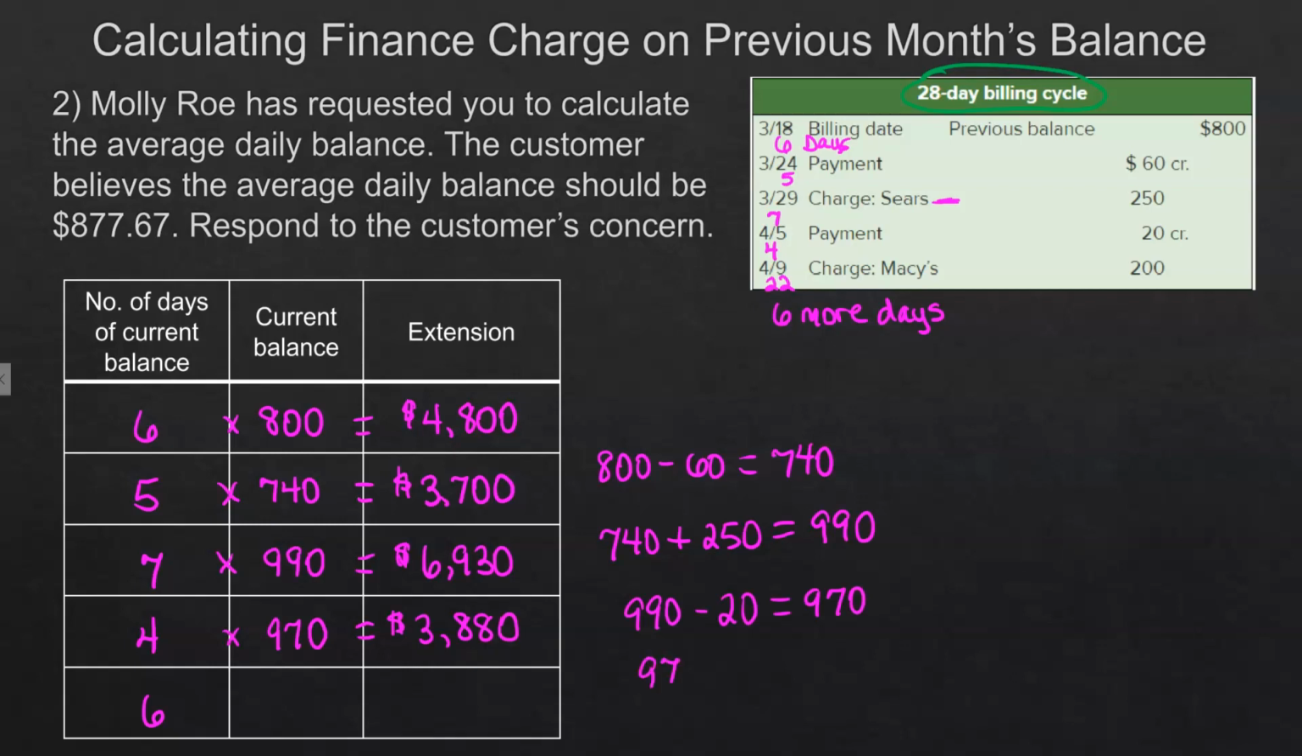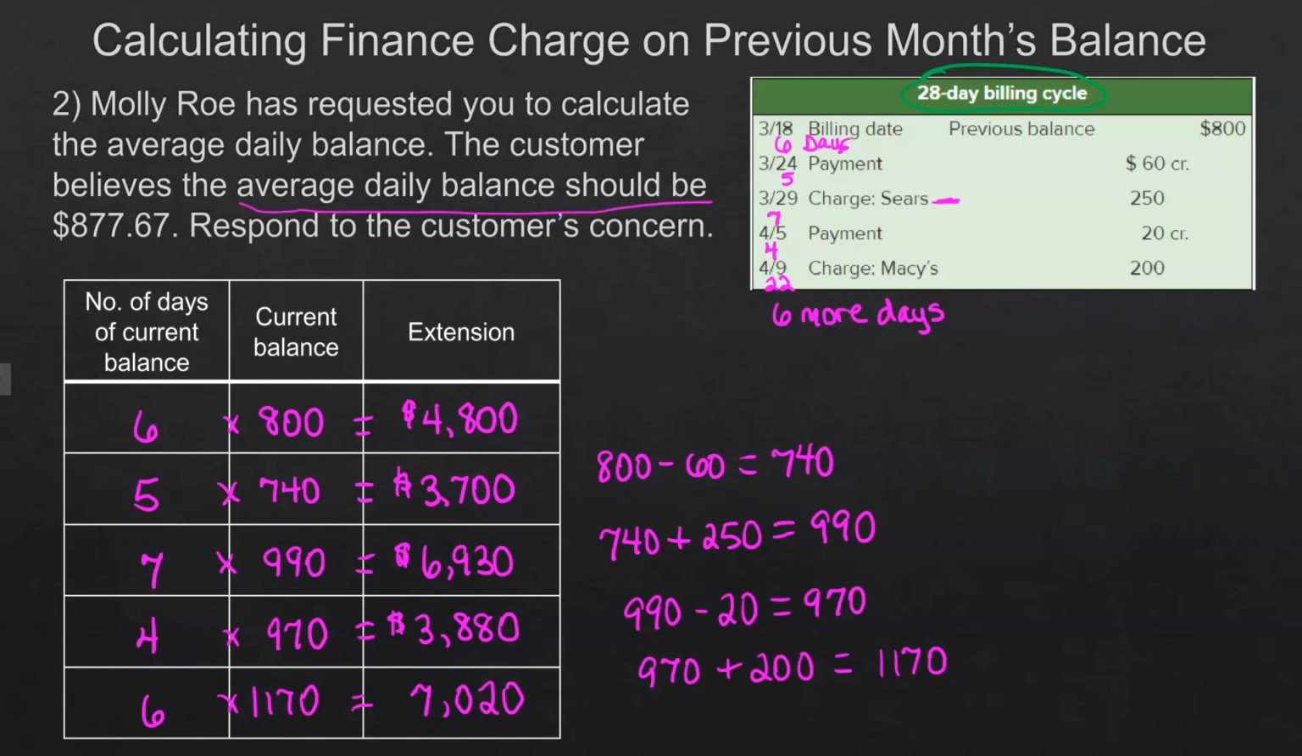And then the last thing that happens is we have another charge to Macy's for $200. So we're going to add $200 to 970, and that's $1,170. Right, so 6 times 1170, and that gives us 7,020.